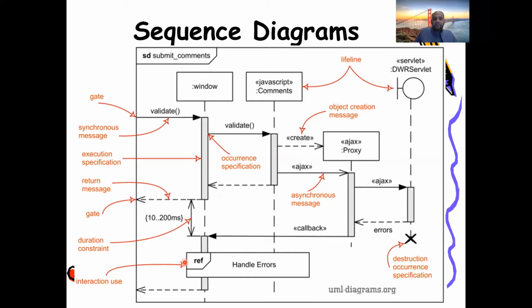Here you can see an interaction diagram has been embedded, and it is shown as a black box. It has been developed or modeled somewhere else, and it is being used over here. That's why the reference keyword is being used, and because it is using an interaction which has been modeled somewhere else, we call it interaction use.